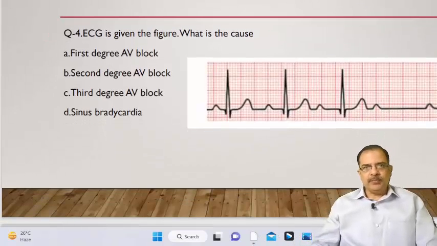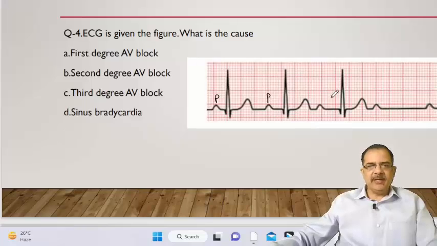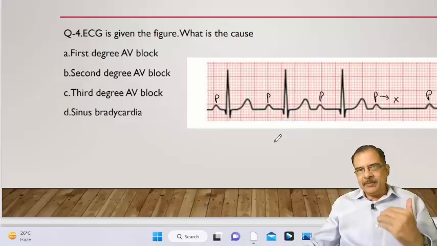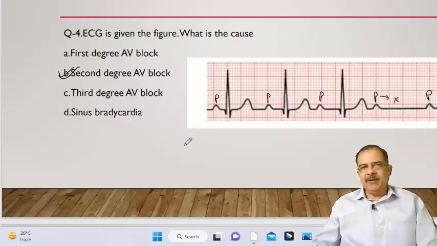Question number 4. ECG is given in the figure. What is the likely cause? So in this ECG, first we identify the P waves. These are the P waves which are present here. Each P is not followed by QRS. This P is not followed by a QRS complex. So there is an intermittent failure of conduction from atria to ventricles. Each P not followed by QRS is a second degree AV block.